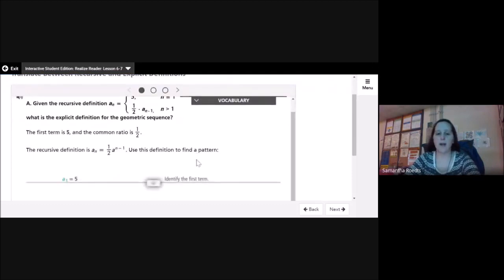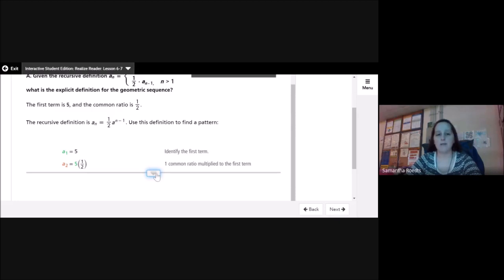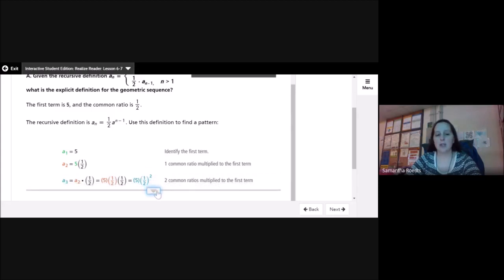Use this definition to find a pattern. So a sub 1 equals 5. a sub 2 equals 5 times 1/2. a sub 3 is 5 times 1/2 times 1/2, or 5 times 1/2 squared.